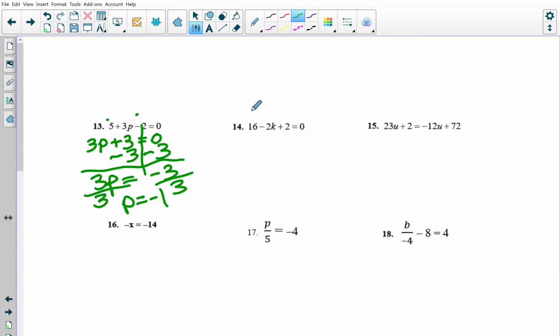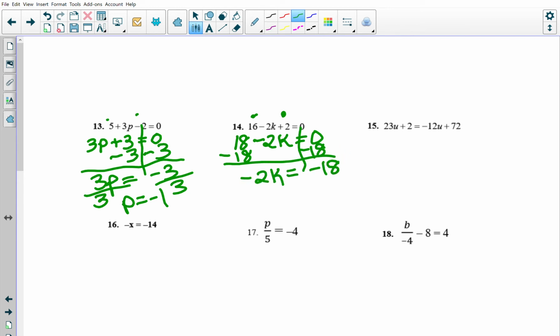Number 14, here I also have to combine the two constants. 16 plus 2 is 18 minus 2k equals 0. So I'm going to subtract 18 from both sides of this equation. So I have negative 2k equals negative 18, and dividing by negative 2, k equals positive 9.